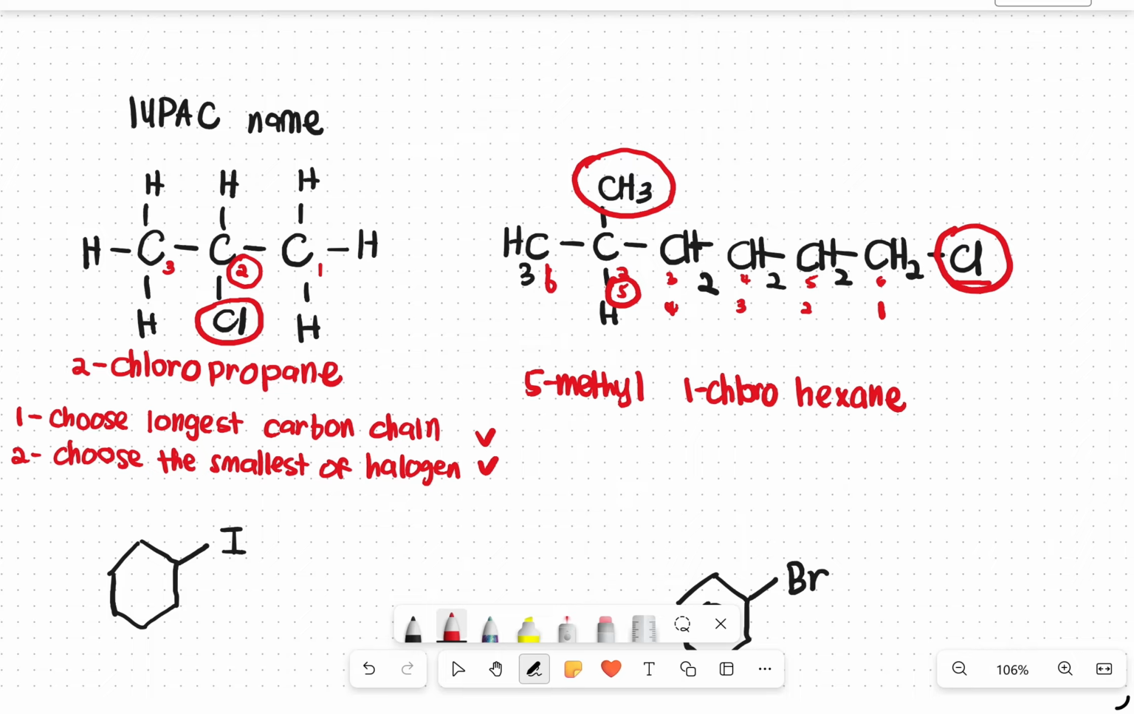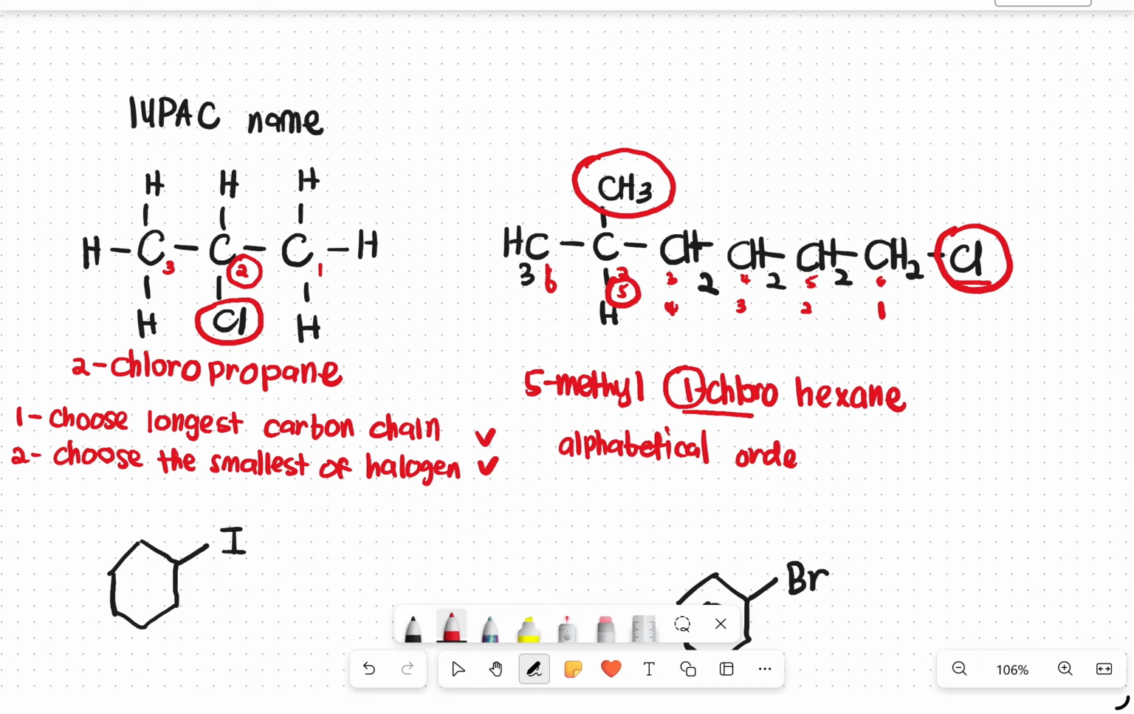If it is only chloro without any other substituent, then you can remove 1. But if there are other substituents attached, methyl, hydroxy, and so on, 1 remains because we want to indicate which position of this halogen. So how to name this compound? Use alphabetical order.